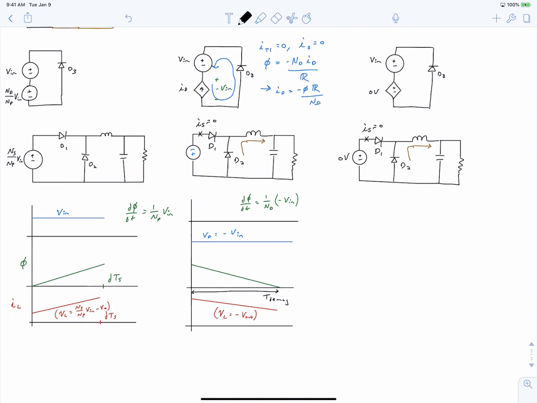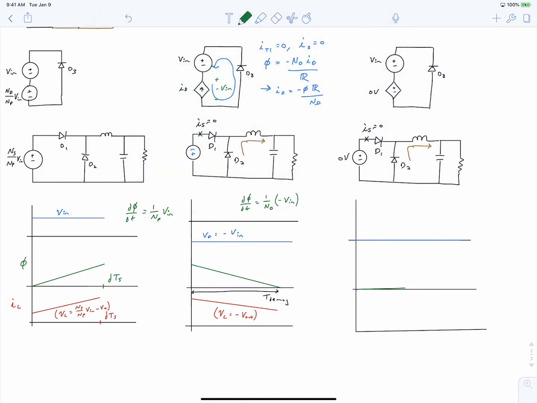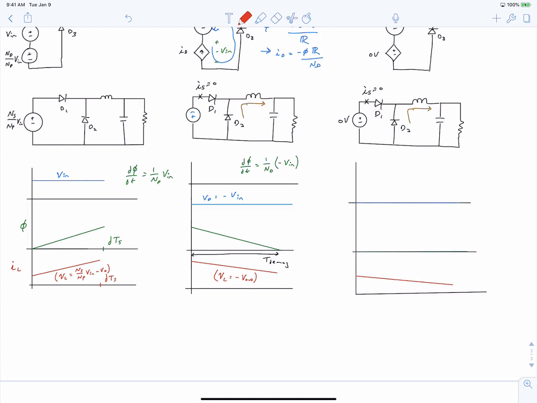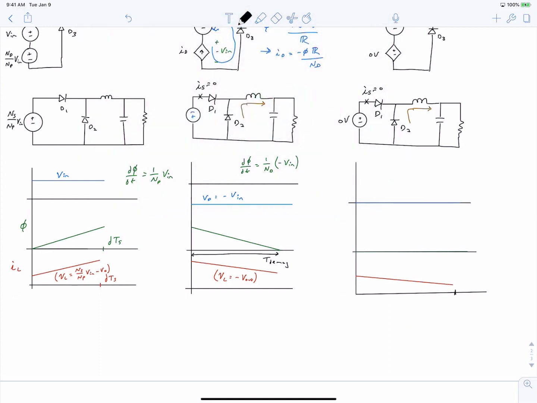And we can quickly sketch our waveforms, but they won't be very exciting. We have no voltage appearing across any of the transformer coils, which means that we have no dφ/dt, so our core flux just remains 0. And our inductor current continues its decay. And this state ends at our switching period, Ts, when we restart the whole system by turning our MOSFET back on and circling over to state 1.